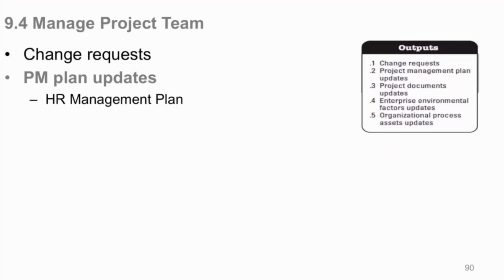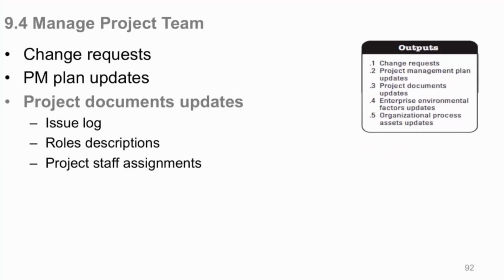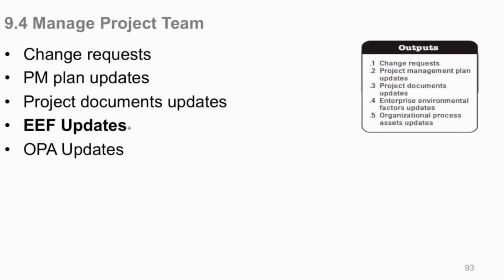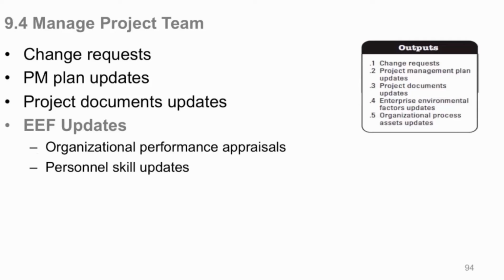PM plan updates, your management plan, project documents, issue logs, role descriptions, project staff assignments may change, so you get those prepared and documented because they go in your repository later. Environmental factors, your performance appraisals for your people, because we're talking people, so we're talking environmental factors, so they may update, or they will update when you do your appraisals. And your skill updates, your personnel will become more skillful, which is a good environmental factor. Skill updates, they learned skills, that's why it's an environmental factor.